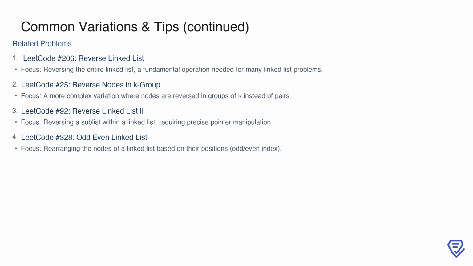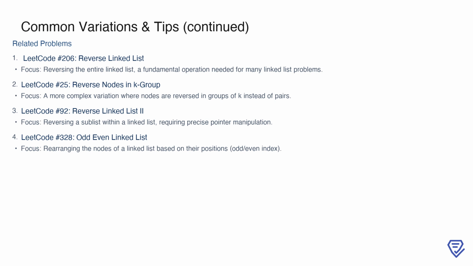This problem also connects to several related linked list problems that you might encounter. For instance, LeetCode number 206, which focuses on reversing the entire linked list, is a fundamental operation and a great precursor to understanding more advanced manipulations. Then, there's LeetCode number 25, where you reverse nodes in groups of k instead of pairs, a more complex variation that builds on the same concepts.